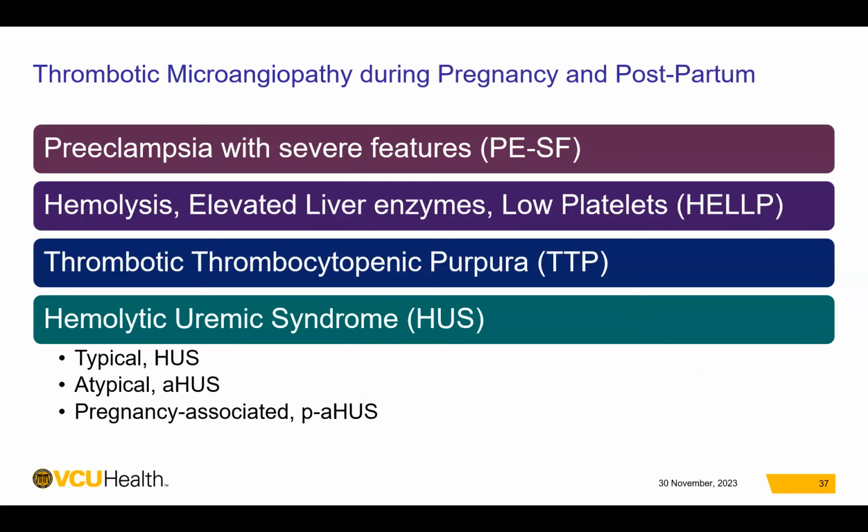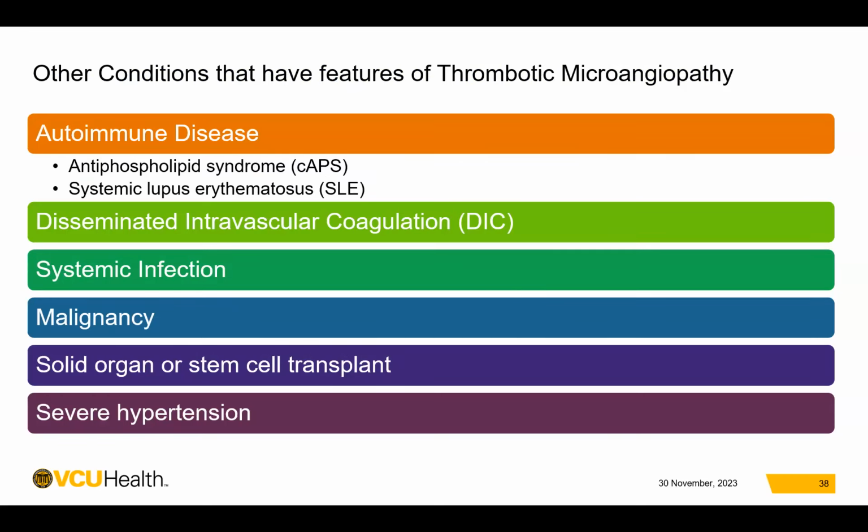So we're getting at our differential now. And the things that I want to talk about today: preeclampsia with severe features, hemolysis, elevated liver enzymes, low platelets, or HELLP syndrome, thrombotic thrombocytopenic purpura, or TTP, and hemolytic uremic syndrome, or HUS. But there are other conditions that also have features of a TMA, things like autoimmune disease and catastrophic antiphospholipid antibody syndrome, disseminated intravascular coagulation, systemic infection, malignancy, organ or stem cell transplant, and severe hypertension. And for purposes of time, I'm not going to talk about those last three because they have nothing to do with our patient. All right.